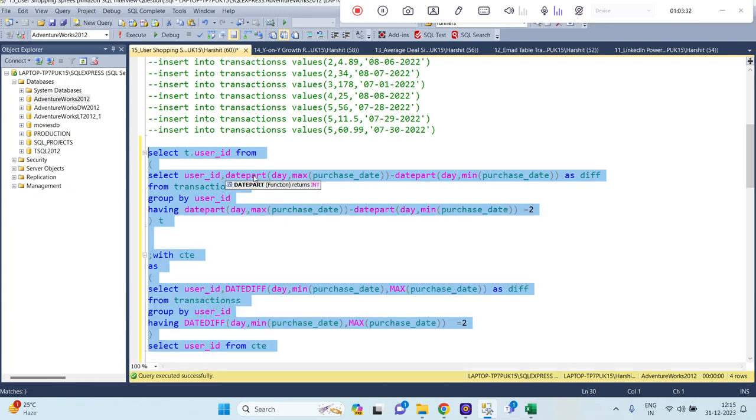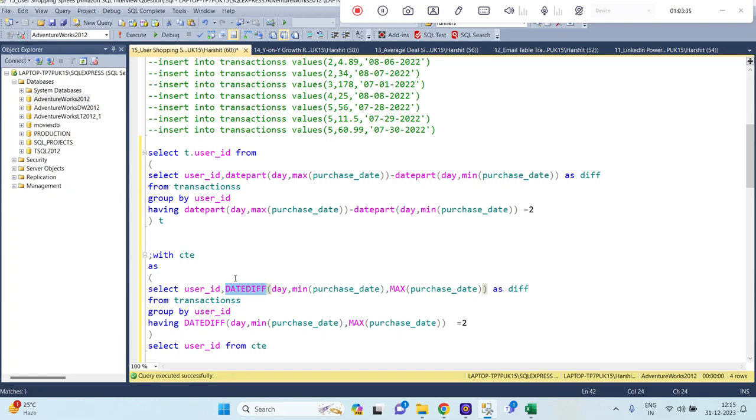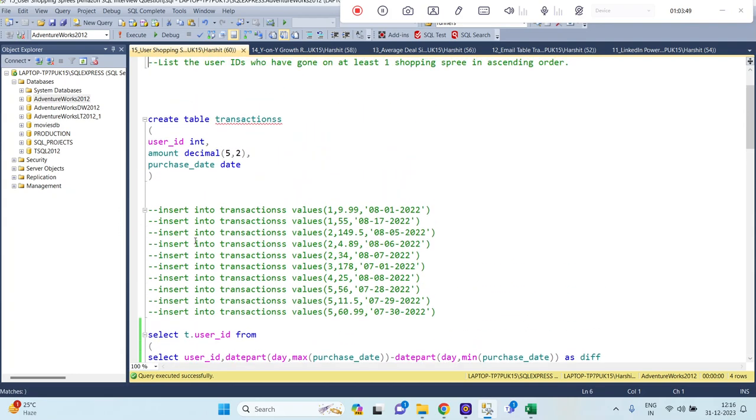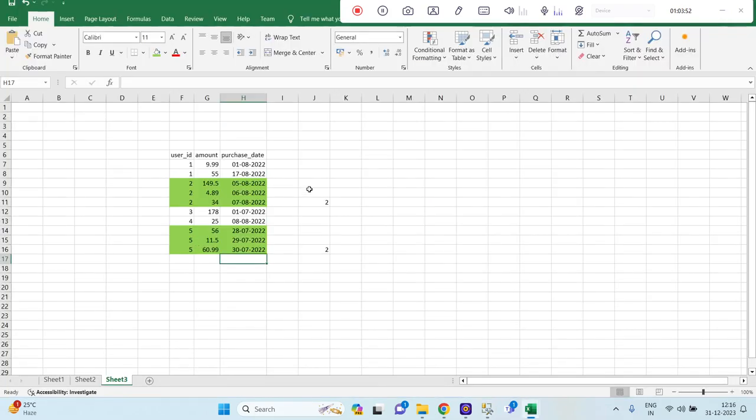Perfect, right? In one place we have used the date part function. In one place we have used the date difference function. So these are again use cases of date functions with CTE and derived table. You have to identify what kind of scenario, what kind of possibilities are there. Here we want to identify 3 consecutive days, so the maximum date and minimum date difference should be 2 only, right? Then only we can say 3 consecutive days. Otherwise we cannot say it is 3 consecutive days.